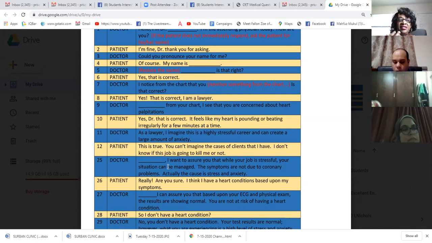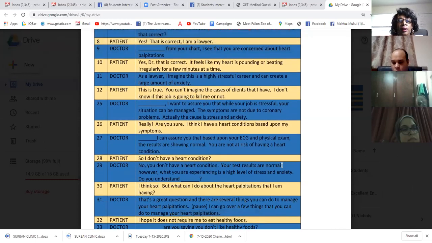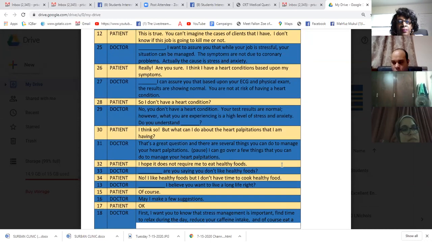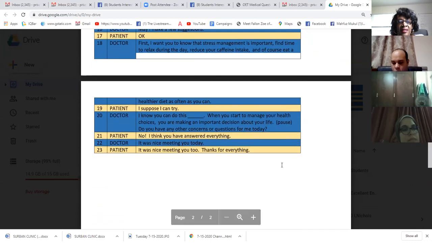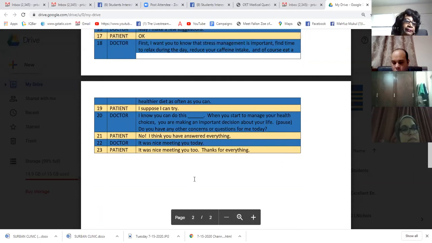You want to constantly assure the patient when there is an objection to anything. I understand. I want to assure you. You can even repeat something that the patient has said so that the patient knows that you're listening to his or her condition. And then you get down to the end. Okay, does that make sense?